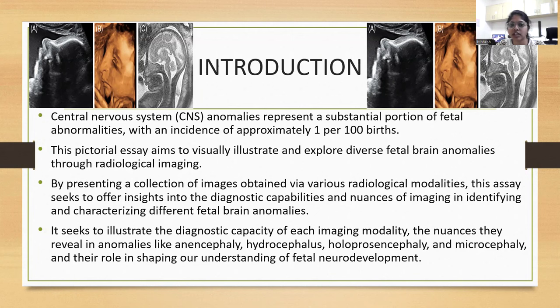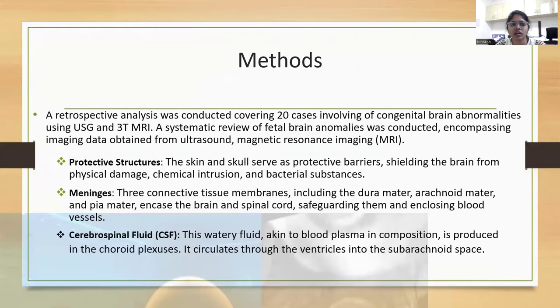It seeks to illustrate the diagnostic capacity of each imaging modality, the nuances they reveal in anomalies like anencephaly, hydrocephalus, holoprosencephaly, and microcephaly, and their role in shaping our understanding of fetal neurodevelopment. Methods: a retrospective analysis was conducted covering 20 cases involving congenital brain abnormalities using USG and 3 Tesla MRI. A systematic review of fetal brain anomalies was conducted, encompassing imaging data obtained from ultrasound and MRI.